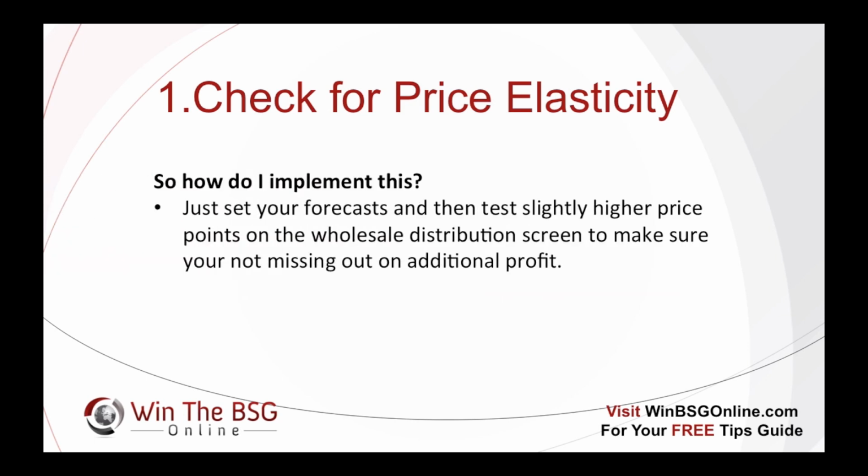So the way you implement this is you predict what the industry average is going to be for North America, and then when you're going to your wholesale distribution screen, you make sure to increase your price a little bit and see if it affects your inventory surplus. Oftentimes you can increase your price $1, $1.50, and not see any change in surplus.